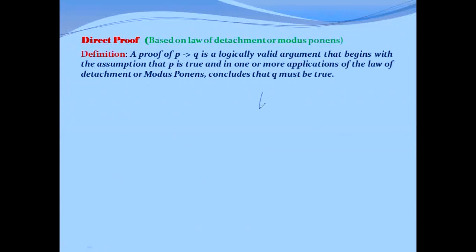First is direct proof. It is based on the law of detachment, or modus ponens. As you know, what is modus ponens? If P implies Q and P are true, then Q will be true. This is the formula of modus ponens. When P implies Q is true and P is true, then Q will be true. Here two propositions are used, P and Q. Since there are two different propositions, the number of interpretations will be 2 to the power 2, equal to 4.